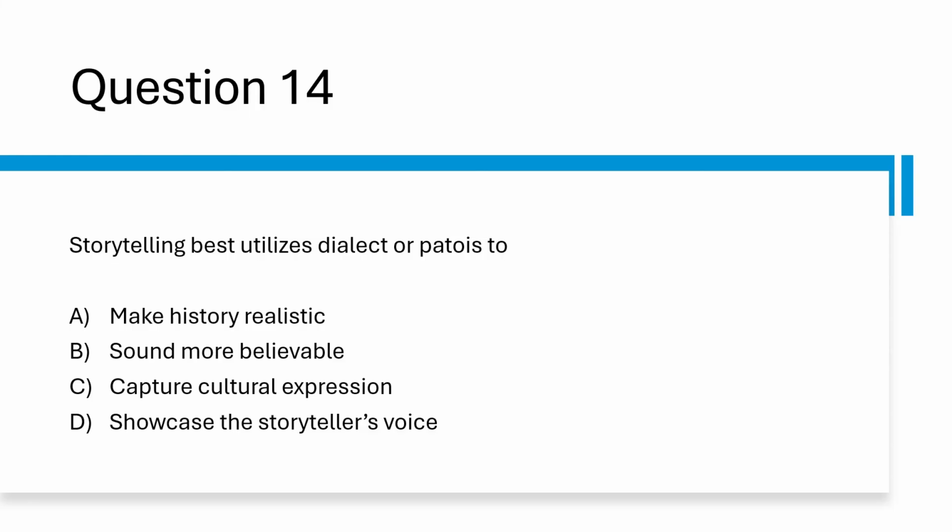And so we're left with two choices. C, capture cultural expression. D, showcase the storyteller's voice. And let us look at D, showcase the storyteller's voice. Whether you use dialect or not, we will hear your voice. We'll understand how your voice works. We'll hear how you're able to do your pacing, your volume, your intonation, all the different things that come with the voice. And so you don't need to use dialect in order to capture that. It therefore leaves us with one response, C, capture cultural expression.